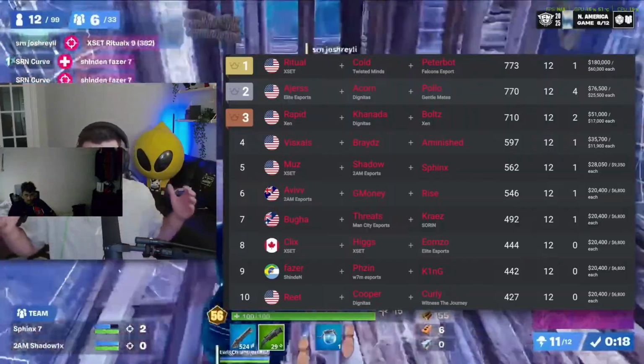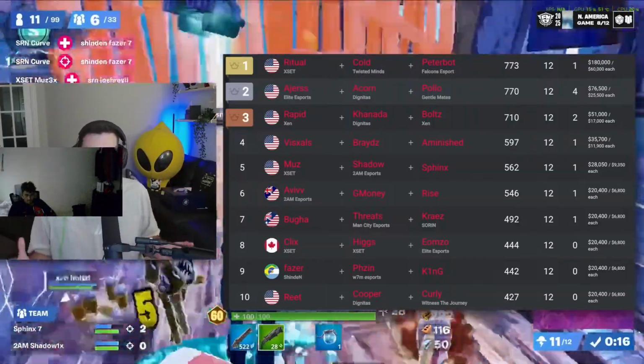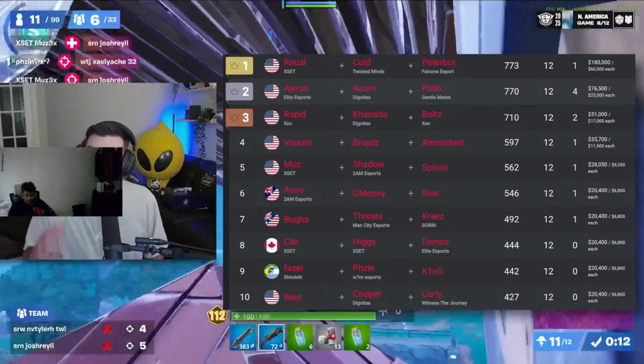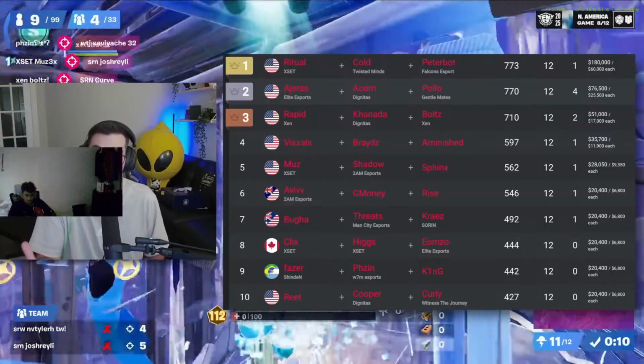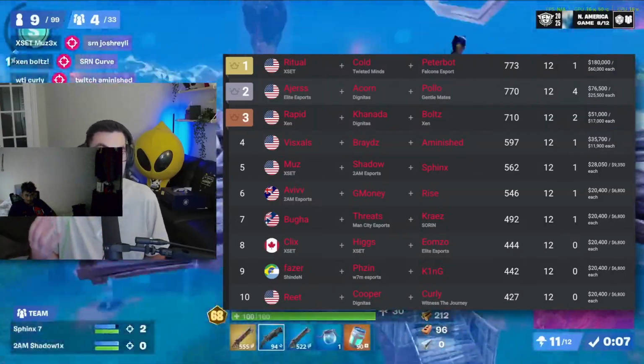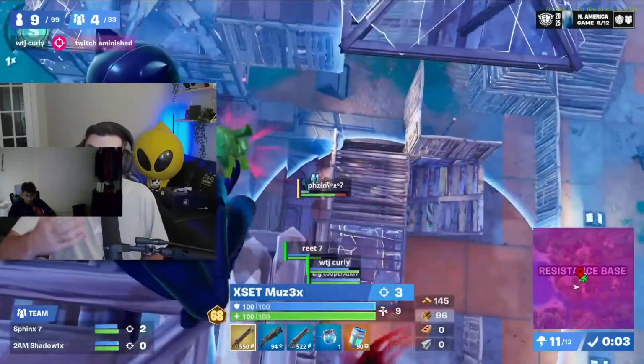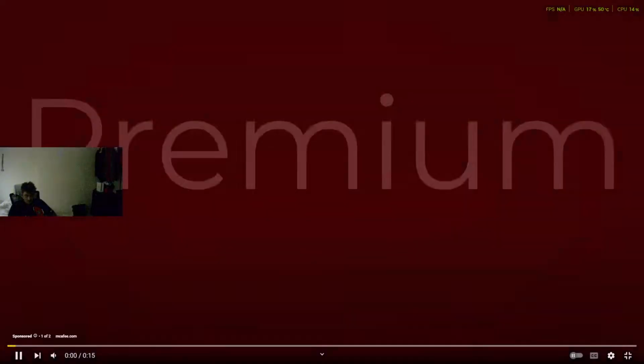Again, there's probably a really big team that you're surprised I haven't talked about yet. We had Clix, Higgs, and Iomzo finishing in 8th place overall. Not a terrible placement, but for a team that a lot of people, myself included, had picked to potentially win this FNCS, it was a big underperformance. And a lot of you guys are wondering, what happened? What went wrong?